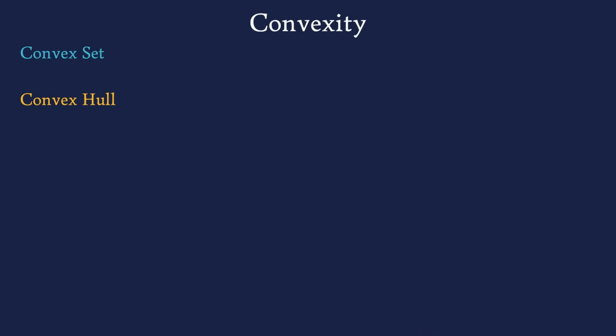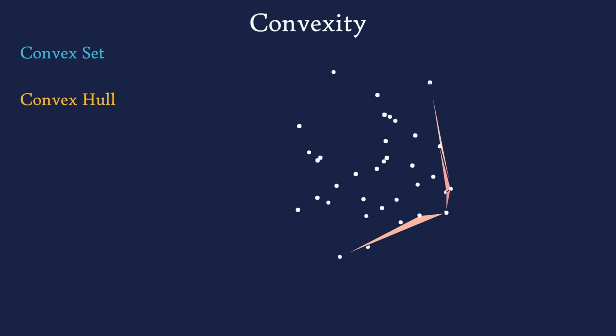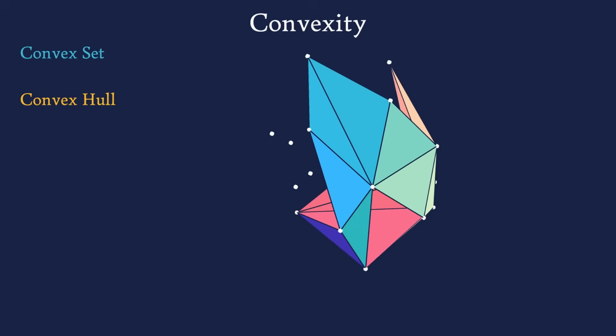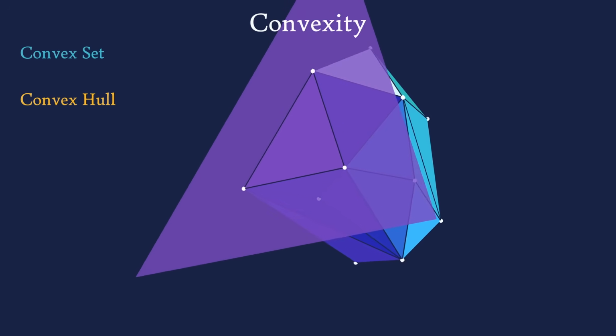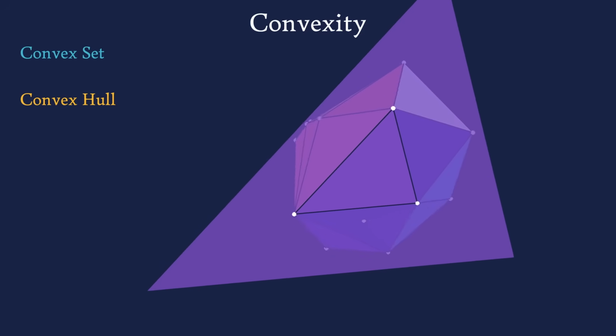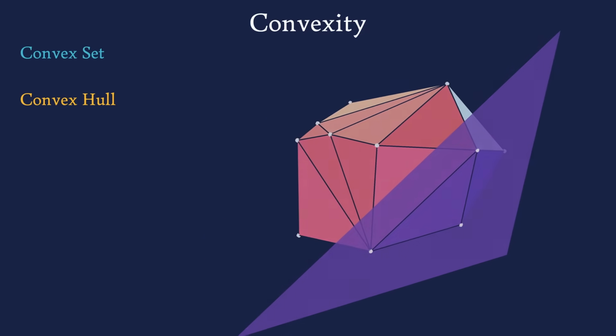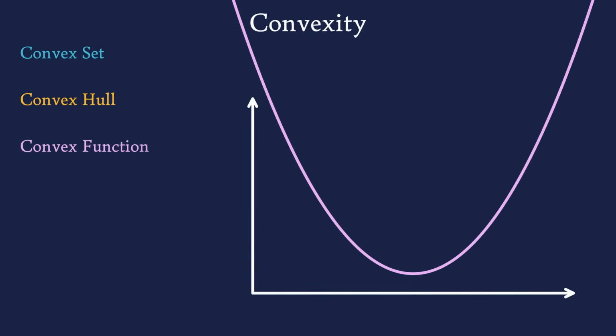In 3D, it is similar. The convex hull consists of flat pieces, usually triangles. And when we fence off the given points, we can also see that each planar face forming the hull has all the points on one side. Third, a function can be convex.